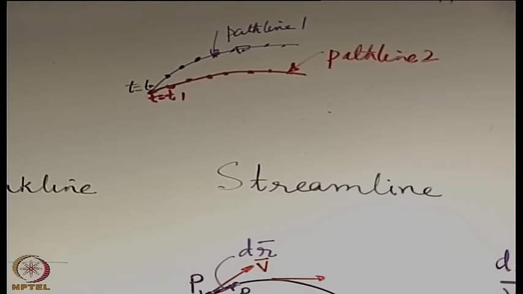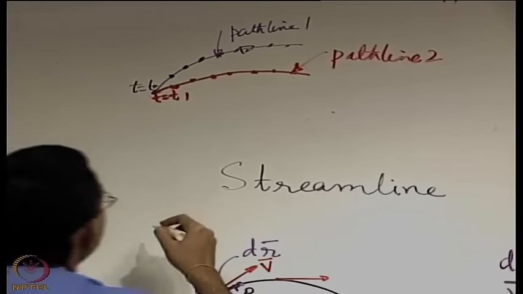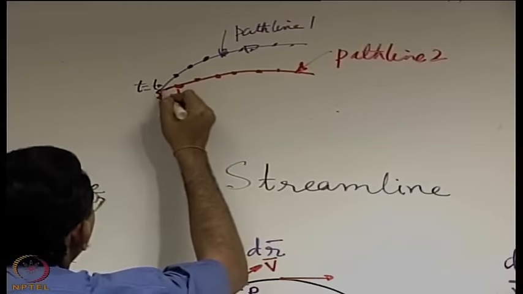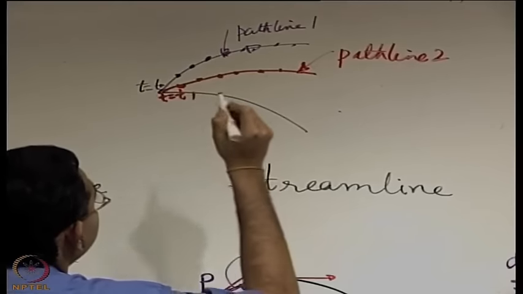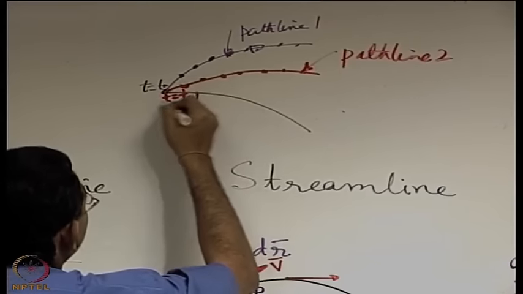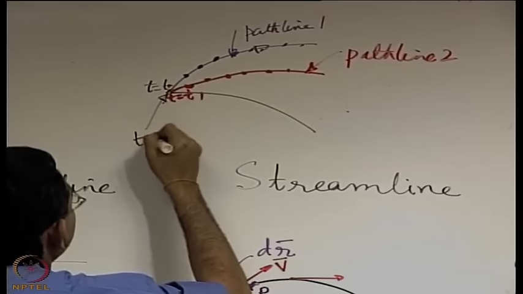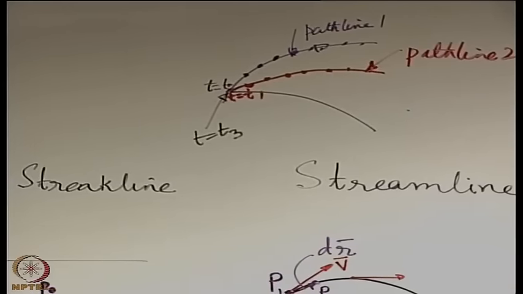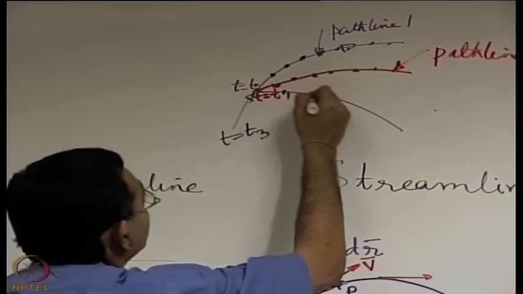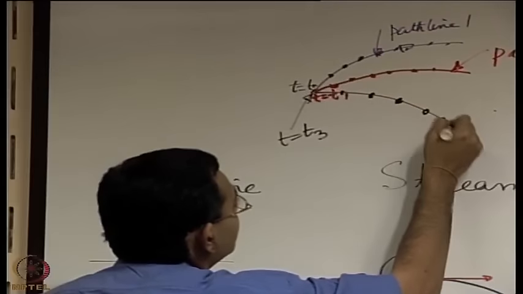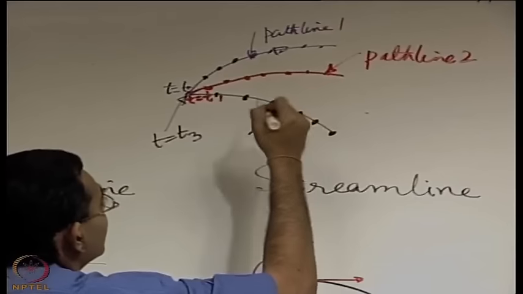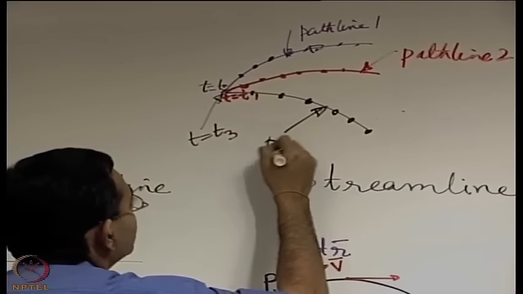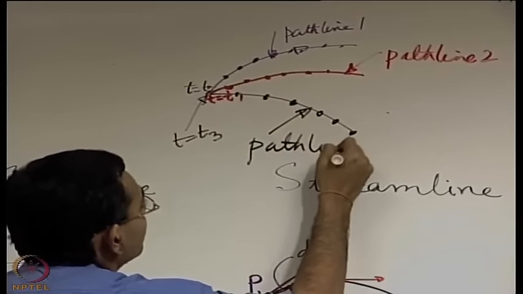Let us consider a third path line, maybe for completeness. Let us say that we have a third path line like this which corresponds to the injection here at time equal to t3, and again the path line is different because the velocity might have changed at different points with time. So this is path line 3.